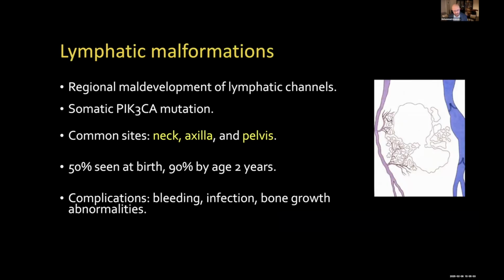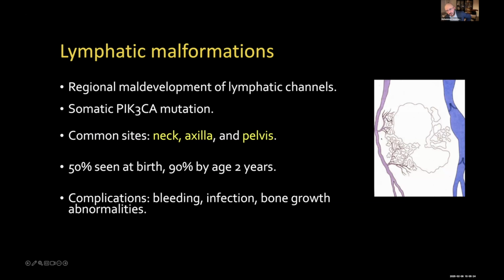I'm going to talk about a couple examples of malformations. This is lymphatic malformations, which is a regional maldevelopment of lymphatic channels. Lymphatic channels typically are tubes. So when they're maldeveloped, they form cysts and lakes. And this is typically due to a somatic PIK3CA mutation. So it's not a germline mutation.